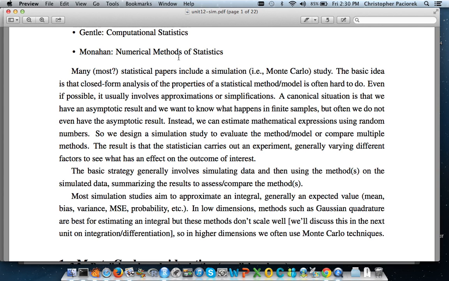So if things are simple, then I would just do this. I wouldn't need to do a simulation study. I could just do all this in closed form. I have the mathematical result, and I'm done. Okay, so questions about the setup, about the initial part of the motivating example here?